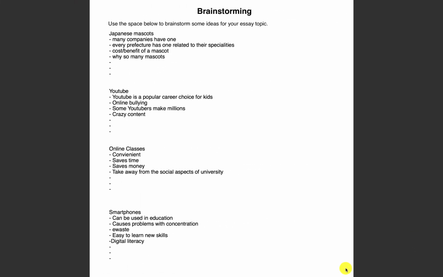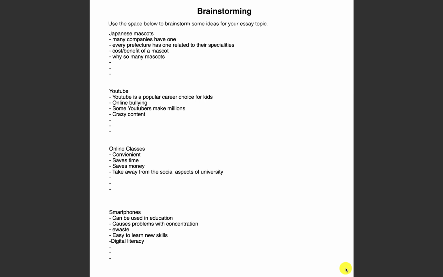So this is what I've come up with, some ideas for the topic. These would be my own ideas, things to write about. For example, Japanese mascots, YouTube, online classes, and smartphones. So I've just come up with a topic, or several different topics, and some other ideas below that topic. So this is all you need to do as well. Just follow the same sort of pattern.